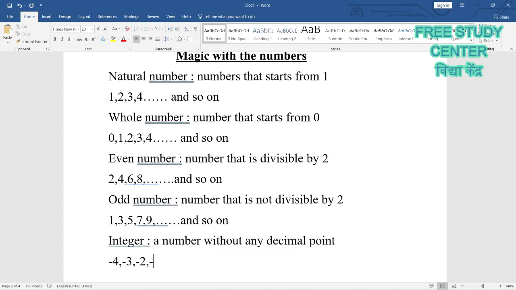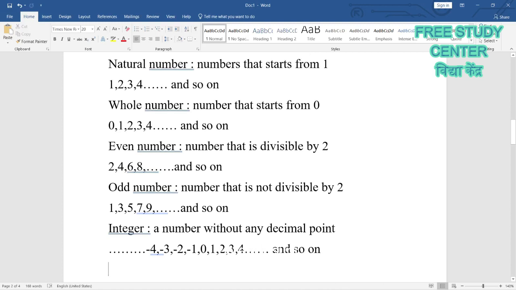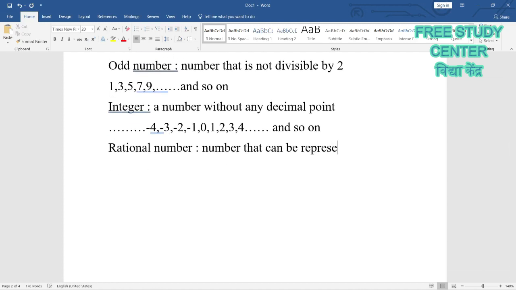Integer: a complete number with no decimal value, a number without any decimal point. But remember that infinity is not included in the integers. So any number before infinity and after, that is complete, meaning without any decimal point, those are the integers. Now rational numbers are numbers that can be represented in the form of p by q.